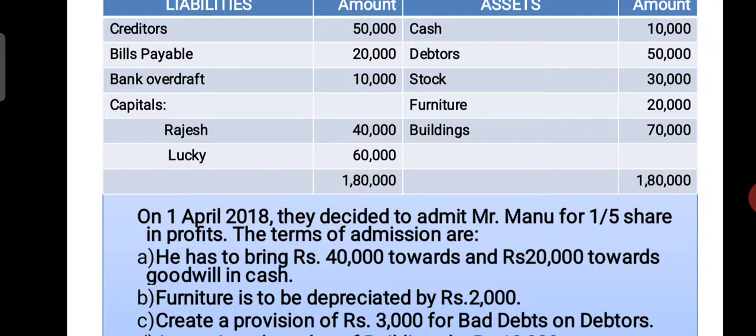Now on this date, 31st March, nothing but 1st April. So on 1st April 2018 they decided to admit Mr. Madhu for 1/5 share in profits. The existing partners decided to take Mr. Madhu as a partner into the partnership firm for 1/5 share in profits.